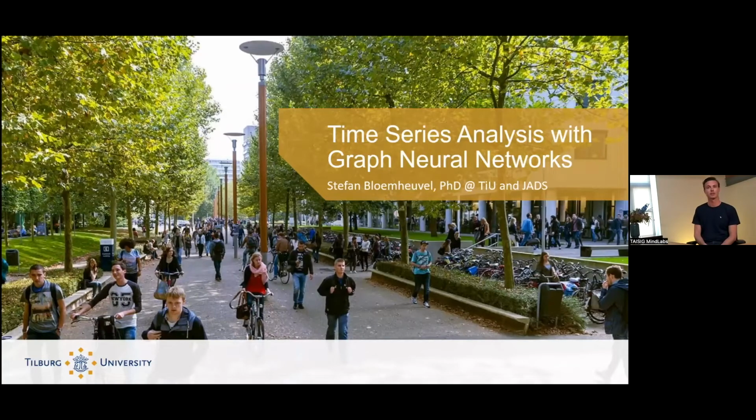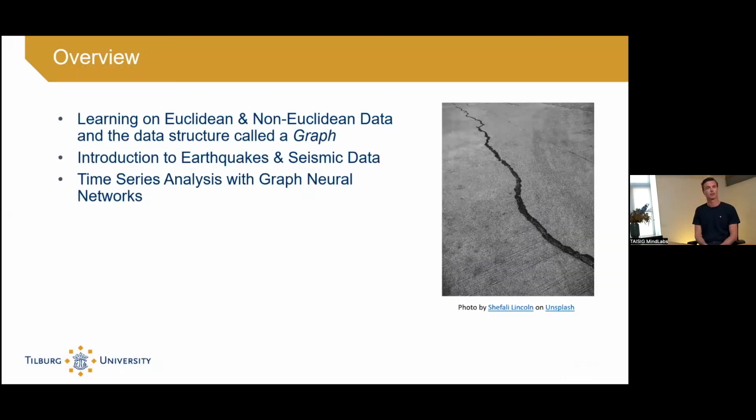So there we go. My name is Stefan Bloemheuvel, PhD candidate at Tilburg University and also located at the Hieronymus Academy for Data Science in Den Bosch. I'm going to talk today about time series analysis with the help of graph neural networks. A small overview of the talk: first I'll explain what Euclidean data and non-Euclidean data mean, and also give an introduction about the data structure called a graph. Then I'll give a small introduction to earthquakes and seismic data, because that is the domain that I'm working on, and then tell you about the latest work that I performed, which is called time series analysis with graph neural networks.